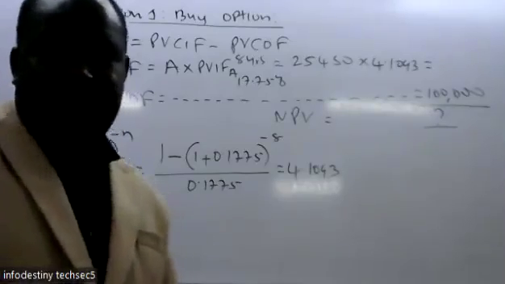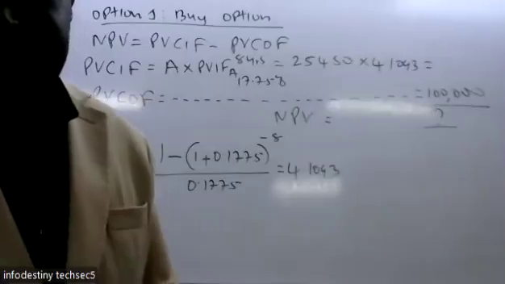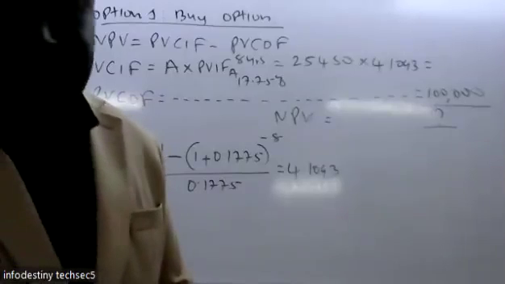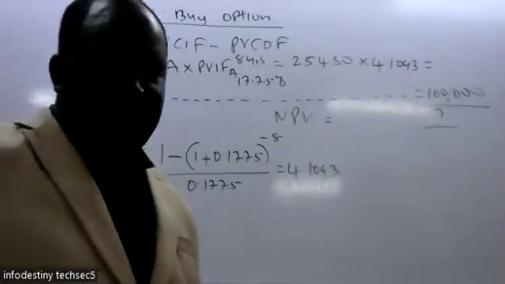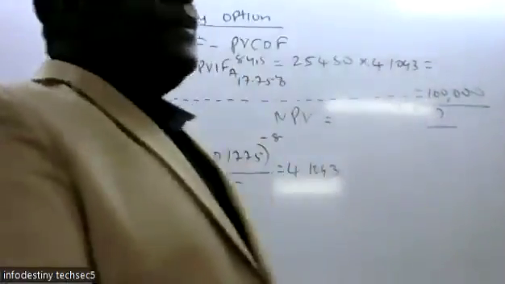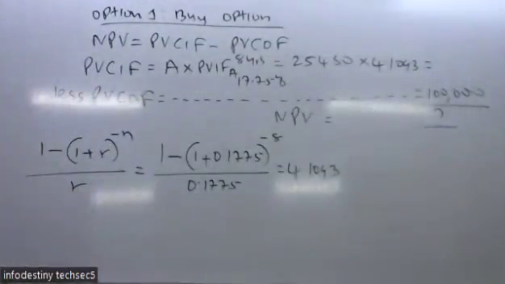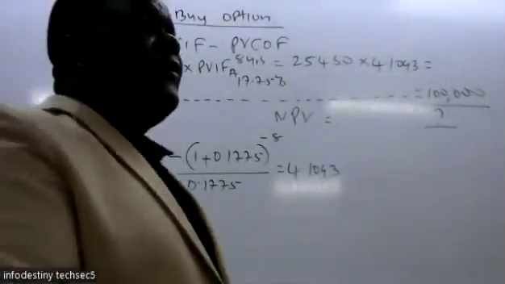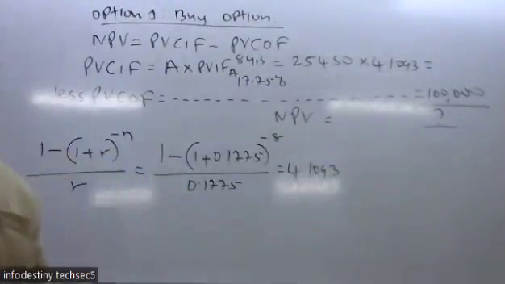You are getting 4,581,685. So that is the NPV for the buy option.